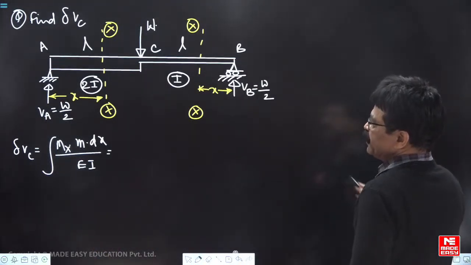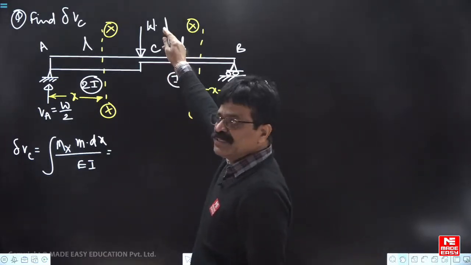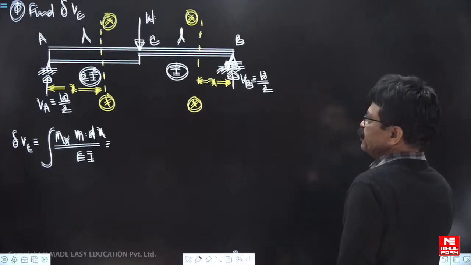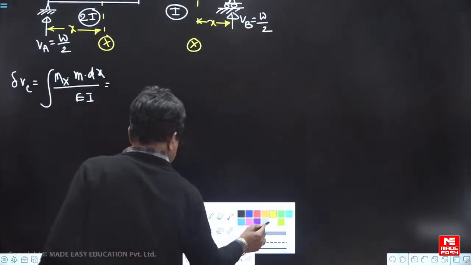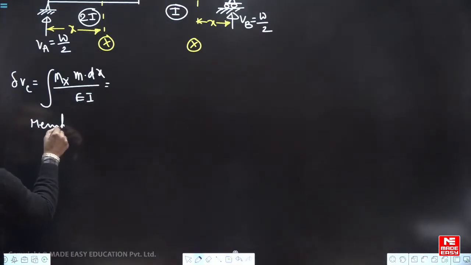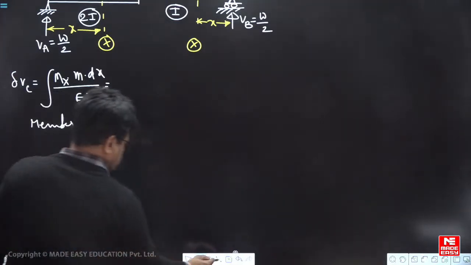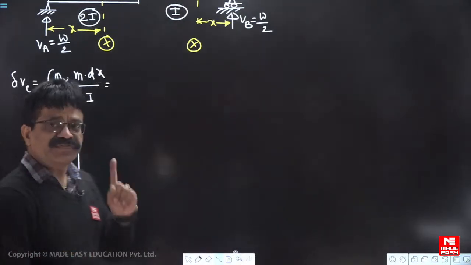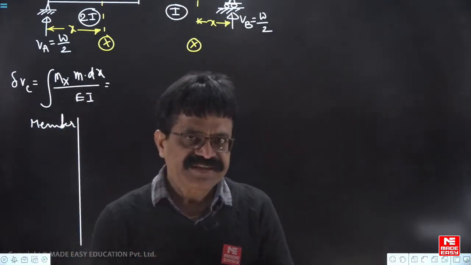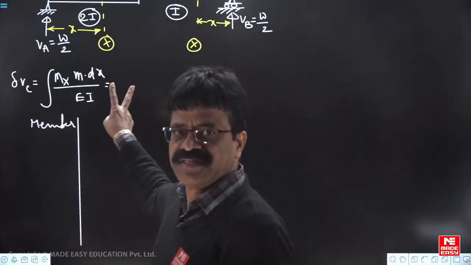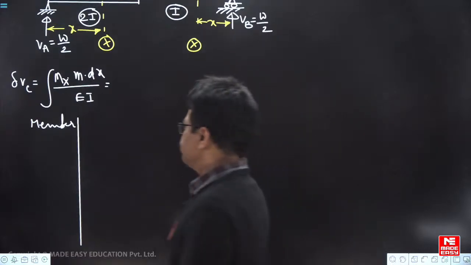Now if you apply W, the reaction is W by 2. If you apply a unit load, it is 1 by 2. So quickly you can get it, and you don't have to draw a separate diagram. Directly we can take it. In the exam, you have to use the strain energy method or unit load method if you have only two segments like this. Then only can you complete within your stipulated time.